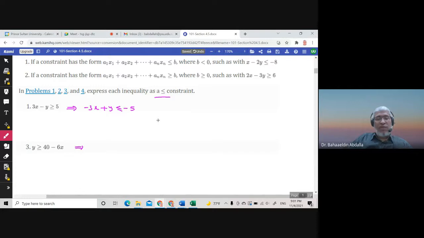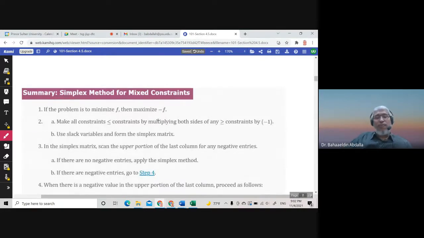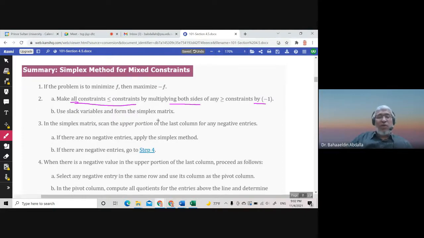Here, if I take negative 6x to the other side, the inequality would be 6x plus y greater than or equal to 40. And now if I multiply by negative 1, I'll have negative 6x negative y less than or equal to negative 40. So this is the first point. We have to change all the constraints to less than or equal, by multiplying both sides by negative 1. And then we introduce slack variables, and form the Simplex matrix as usual.